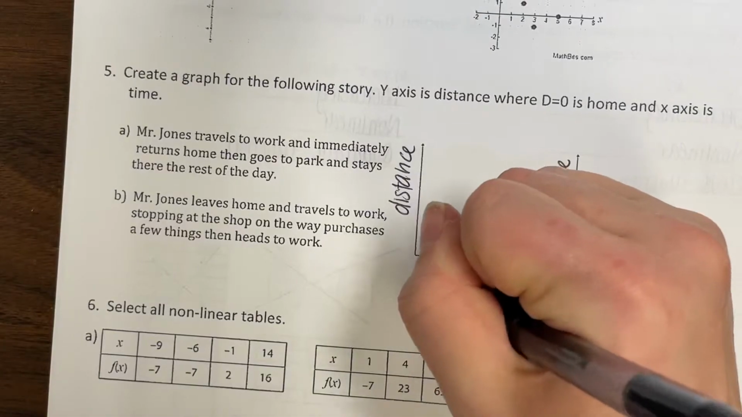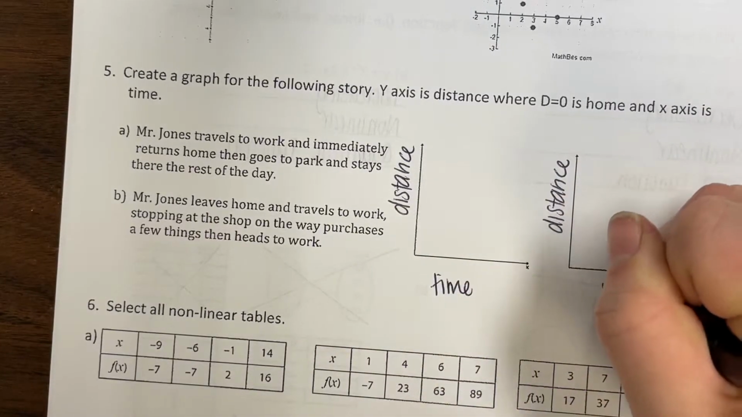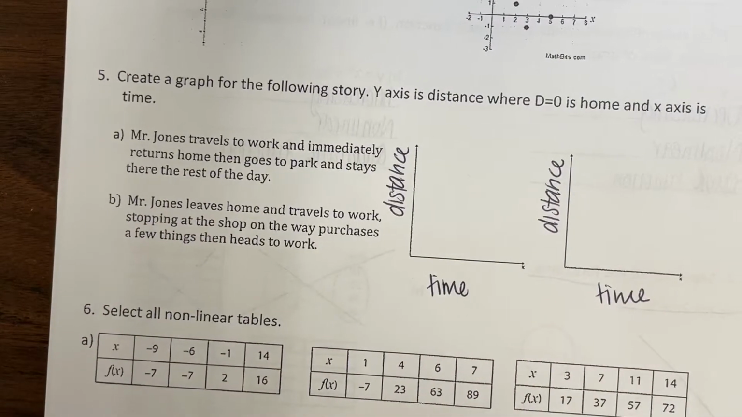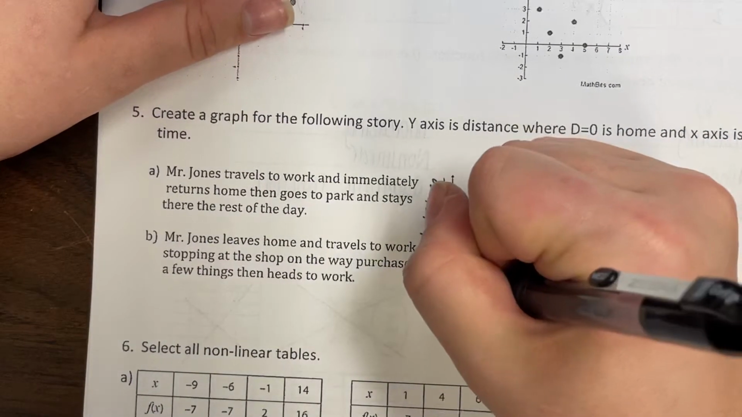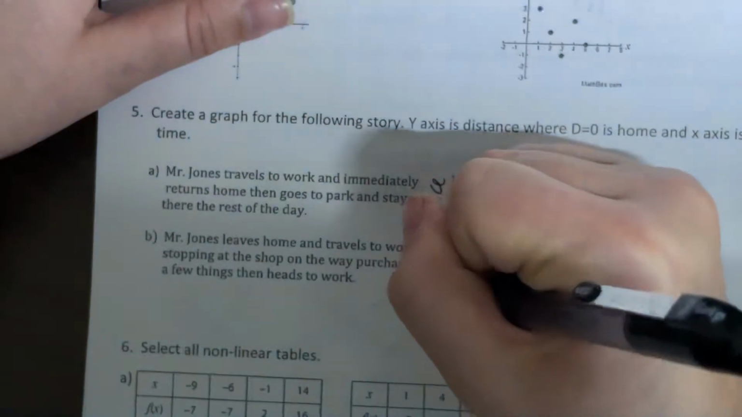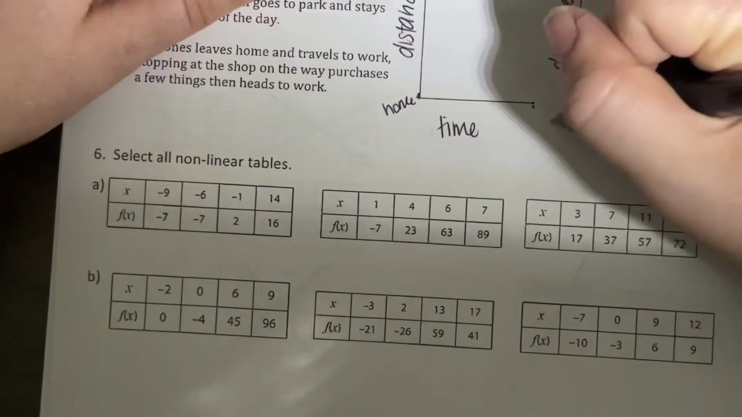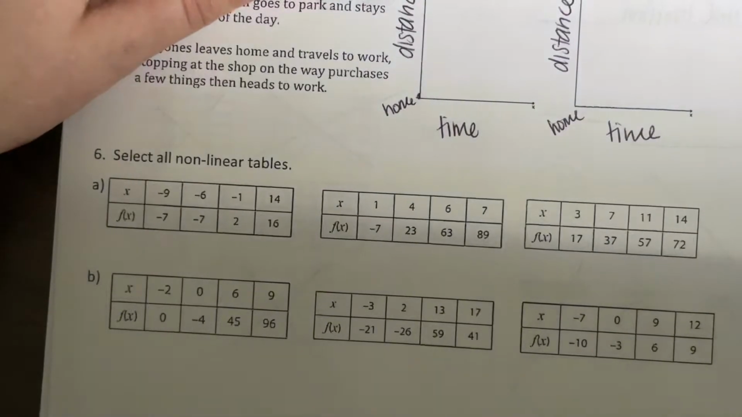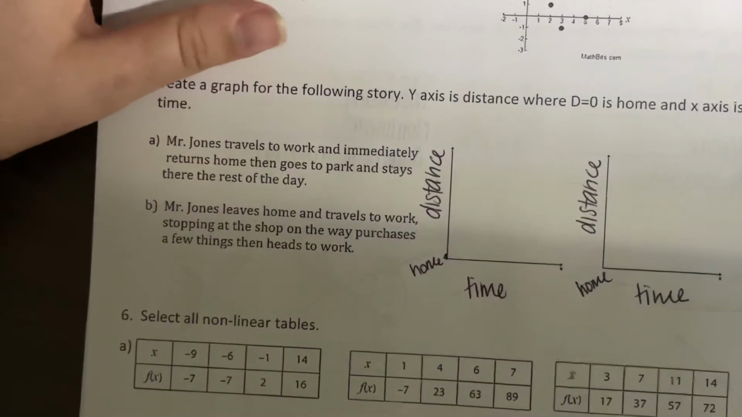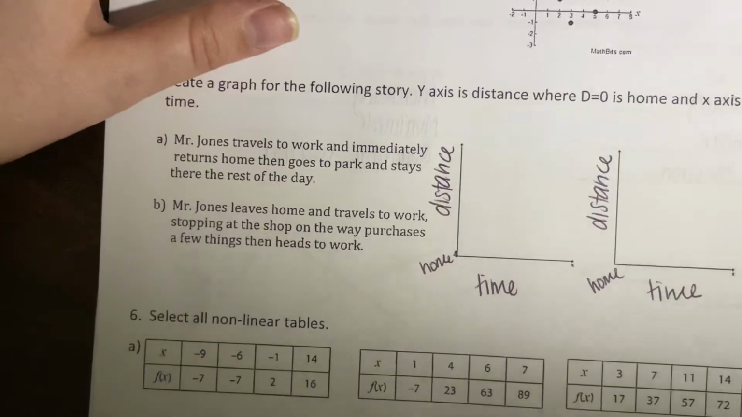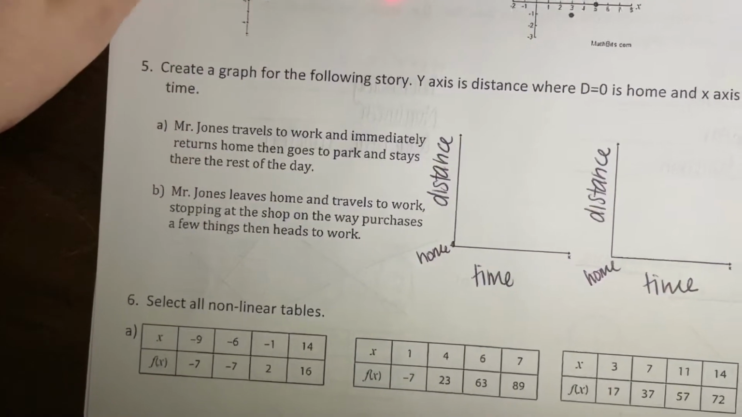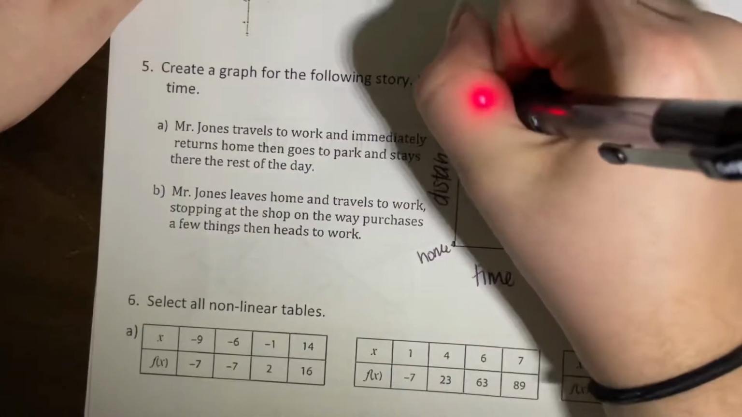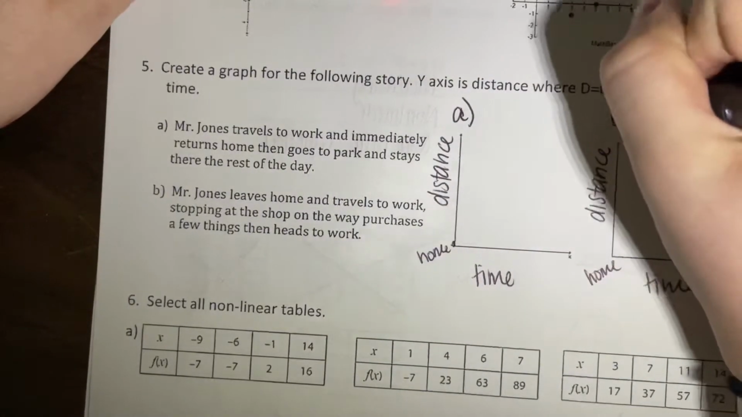X-axis is time. D = 0 is home, so home is here. Just trying to get some light on my paper. All right, so the first one's going to be A. So this is for A and this is for B.